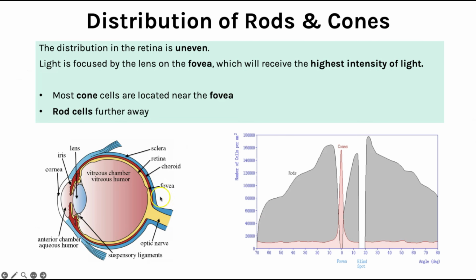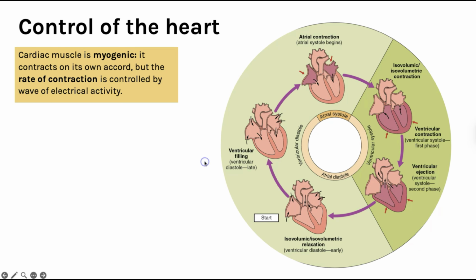Now, the distribution of the rods and cone cells is uneven in the retina of the eye. And here's the fovea. That is where the highest light intensity hits the retina because of where the light is focused through the lens. So at the fovea, you have most cone cells. We can see here that's where the fovea is. You have lots of cone cells there. Whereas the rod cells, because they still work at lower light intensity, those are mainly located further away from the fovea because they'd still work in that location.